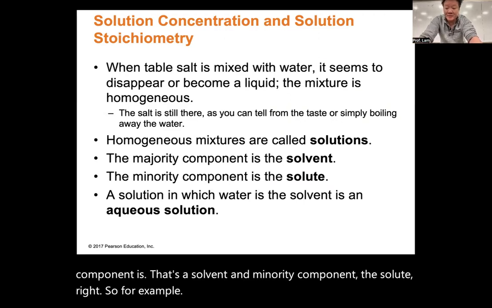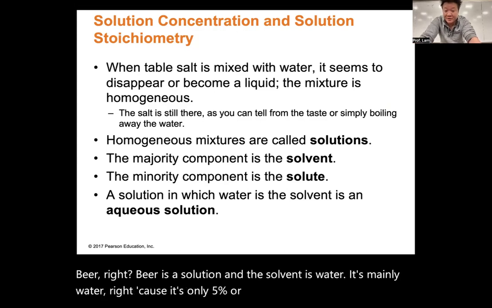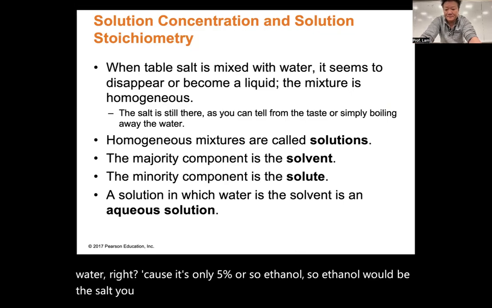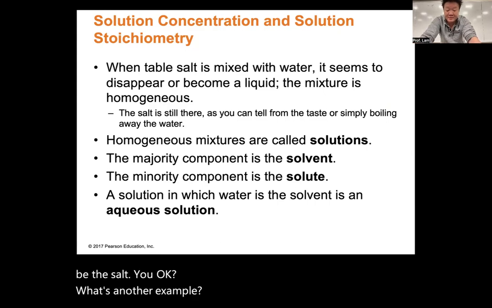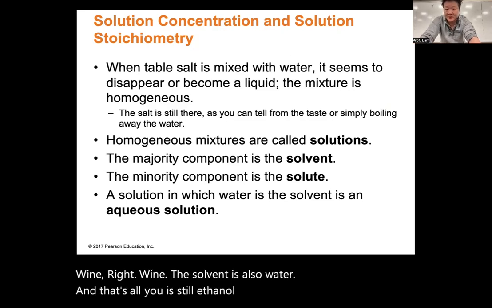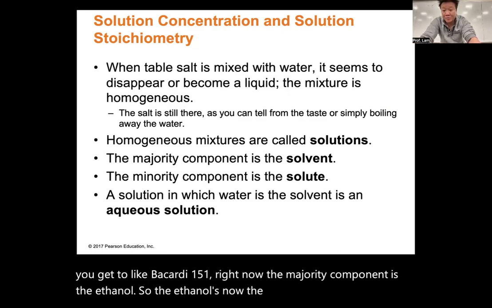beer, right? Beer is a solution, and the solvent is water. It's mainly water, right? Because it's only 5% or so ethanol. So ethanol would be the solute. Okay. What's another example? Wine, right? Wine, the solvent is also water. And the solute is still ethanol, right? Because it's 12%. Okay. But once you get to like Bacardi 151, right? Now the majority component is the ethanol.